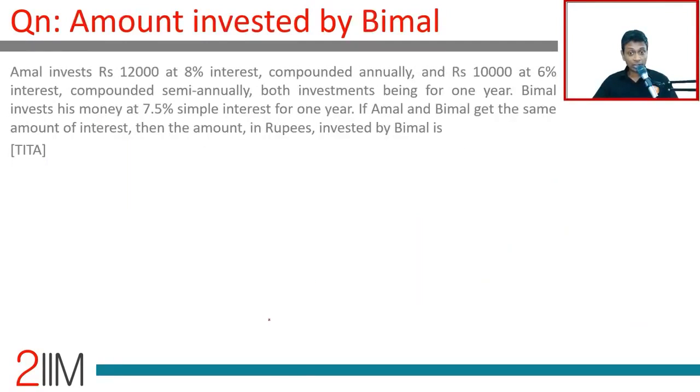Amal invests rupees 12,000 at 8% interest compounded annually, and rupees 10,000 at 6% interest compounded semi-annually. Both investments being for 1 year.